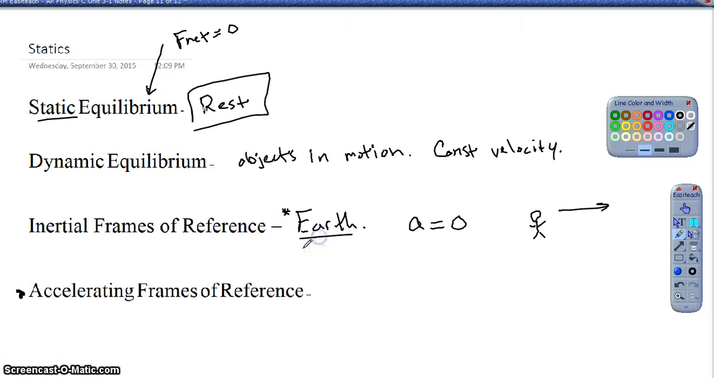My acceleration appears to be 0. Now I said technically, the Earth is not an inertial frame of reference, because we know that in actuality, the Earth is orbiting around the Sun, and as it orbits around the Sun, it has to have an acceleration that pulls it towards the center of its circular path or its elliptical path. So strictly speaking, the Earth is not an inertial frame of reference because it is accelerating. However, we assume for our purposes that the Earth is an inertial frame of reference.